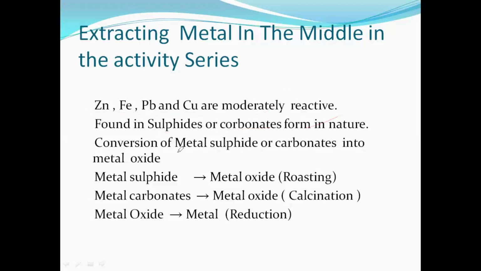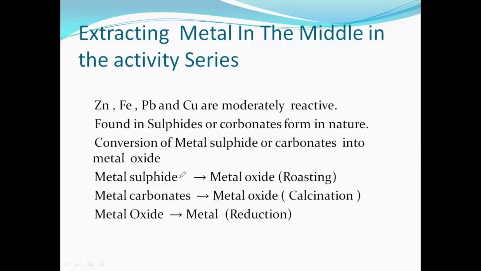And first, the metal sulfide or metal carbonate ore is converted into its metal oxide. Ores found in the sulfide form are converted into metal oxide by the process of roasting, and metal carbonate is converted into metal oxide by the process of calcination. Then metal oxides are reduced to metal by the process of reduction.